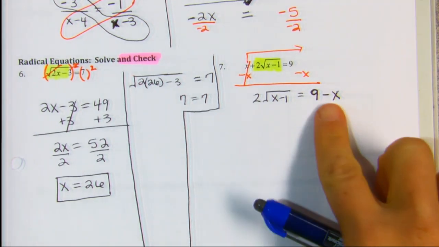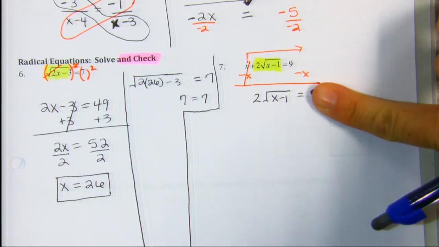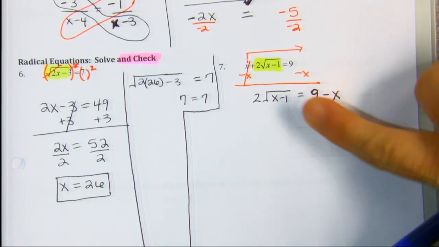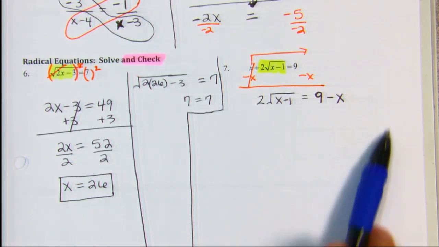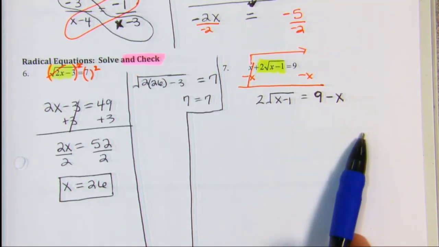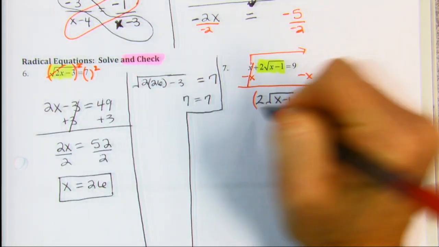I will tell you, if this was just like the number 10 over here, and wasn't a binomial, it would be easier if you just divided by 2, because you could. But if I divide by 2 right now, that side's going to look way complex, and when I square that, that's going to be more than I want to do. So we're going to keep that 2 there and just square both sides.